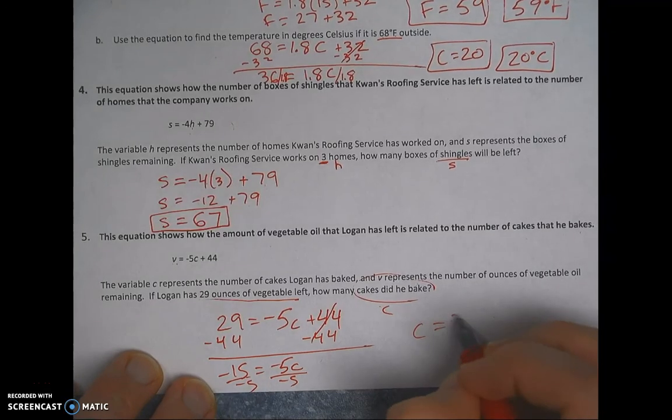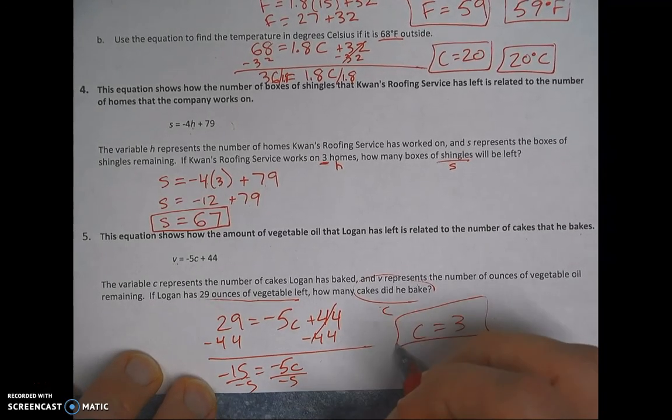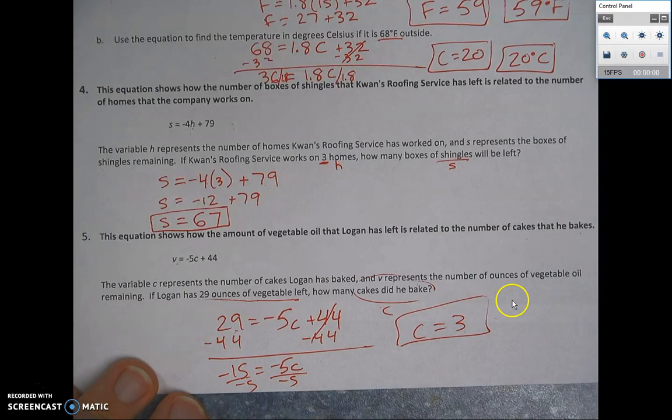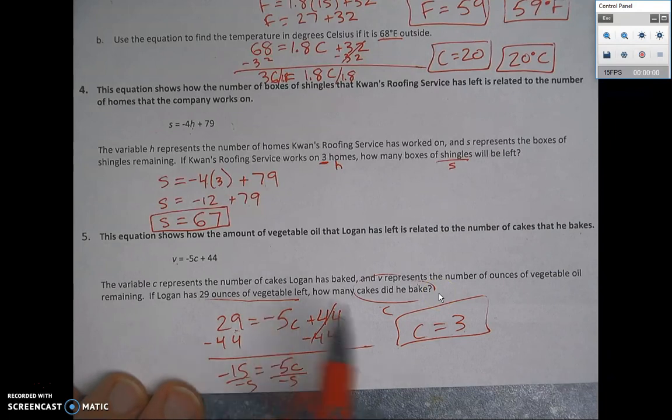And C equals 3. So that means if he has 29 ounces of vegetable oil left, he baked 3 cakes because 3 times 5 is negative 15. And that came off the 44 to finish it off. So he baked 3 cakes. So they're going to give you one of these 2 variables. Plug it in, find the other variable.